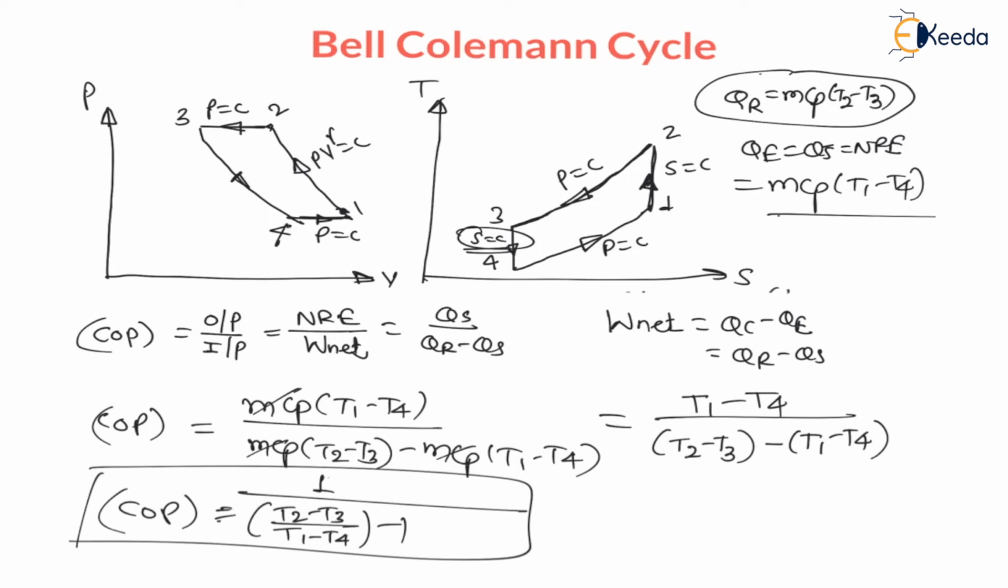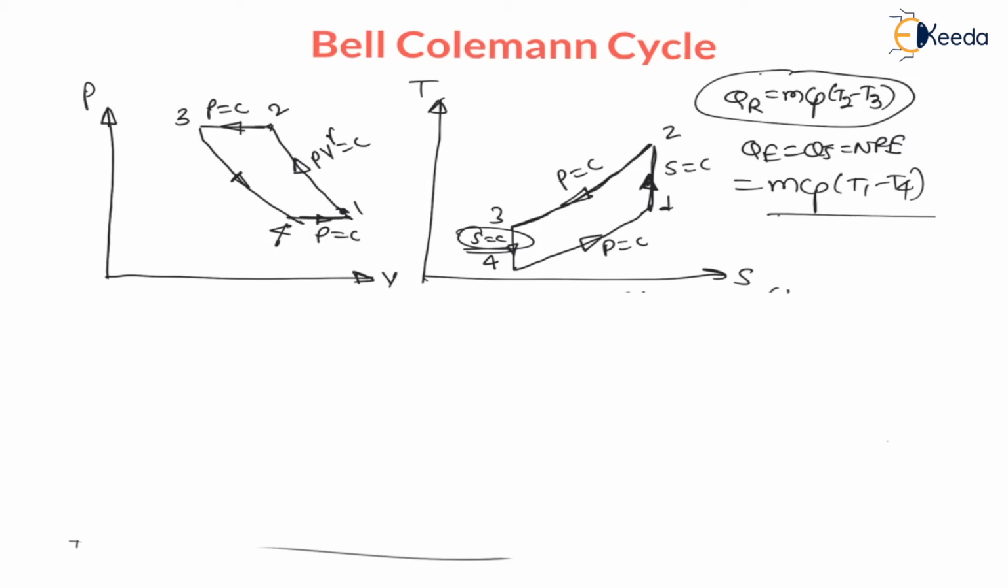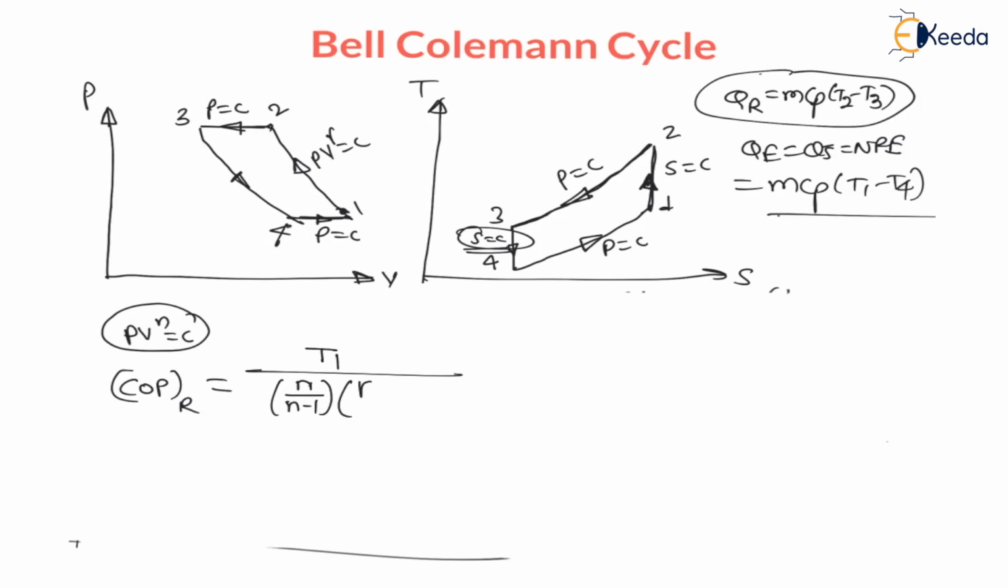Now, my dear students, in this cycle, the expansion and compression processes are reversible adiabatic processes. That is, process 1 to 2 is reversible adiabatic compression. Process 3 to 4 is reversible adiabatic expansion. Now, if these expansion and compression processes are polytropic processes, polytropic means PV raised to n is equal to constant, then for polytropic expansion and compression process, the COP of refrigerator, in terms of T1 and T2, is T1 divided by [(n minus 1) into (gamma minus 1) divided by gamma, into (T2 minus T1)]. This will be your relation for COP of refrigerator.